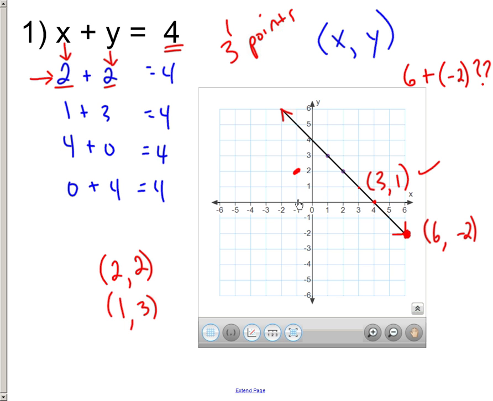But if I take a point that's not on the line, like let's just say I choose this one, let's see, that's -1, +2. -1 plus 2 equals 1. It doesn't equal 4. Because it doesn't equal 4, it's not going to be on that line. So let's go through and look at a couple of other options.